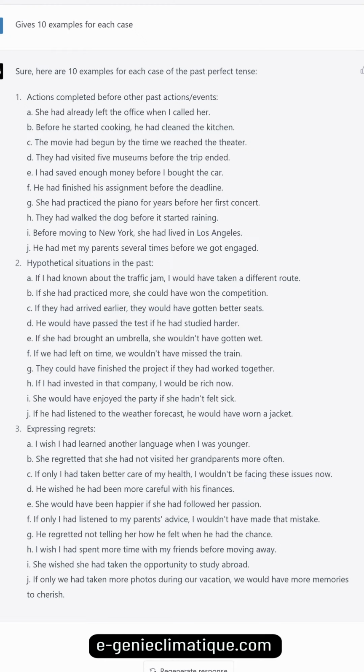D. He would have passed the test if he had studied harder. E. If she had brought an umbrella, she wouldn't have gotten wet. F. If we had left on time, we wouldn't have missed the train. G. They could have finished the project if they had worked together.